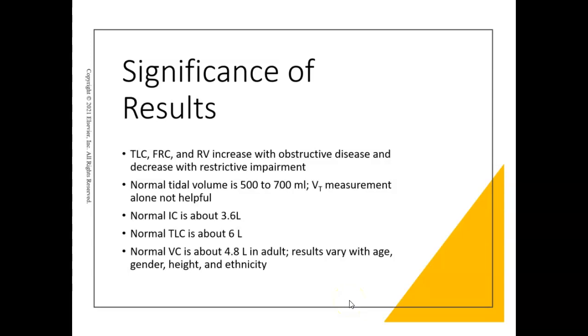Okay, so significance of some of the results. I already said this, TLC, FRC, RV can all be increased with obstructive disease, and these can be decreased if there's restrictive impairment. If it's less than 80%, that's considered restrictive. If those numbers are greater than typically 120% of predicted, then that would indicate that it is potentially obstructive.